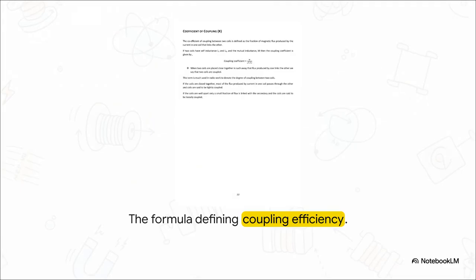To measure this efficiency, we use the coefficient of coupling, or K. If you look at the formula, K equals the mutual inductance M divided by the square root of the self-inductances of both coils. What this mathematically defines is simply the fraction of magnetic flux from one coil that successfully makes it over, or links, to the other one.